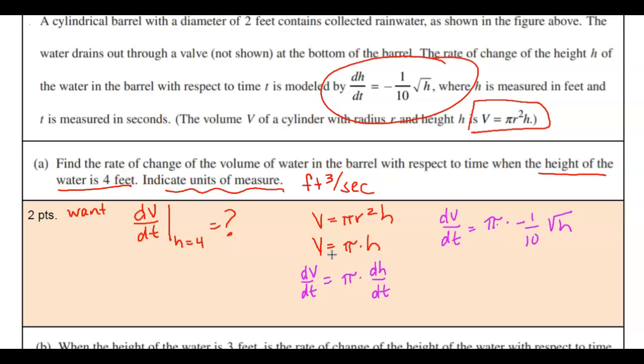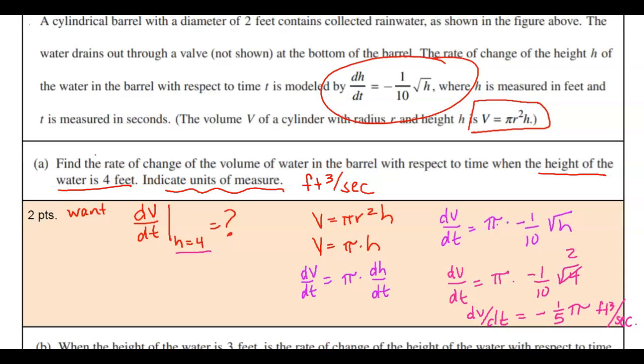Right. And I always like to write it before I actually plug in the values. Just, you never know what they're going to give you points for. So now I can substitute h equals 4. So dV/dt equals pi, and so what's that? 2. So I get dV/dt equals negative 1/5 pi feet cubed per second.